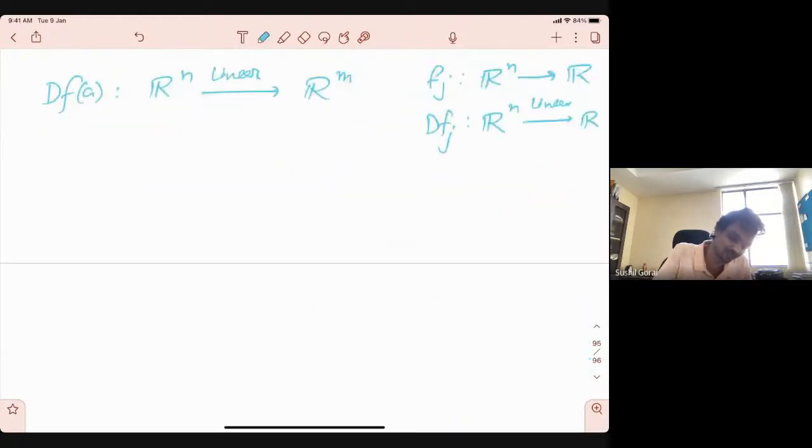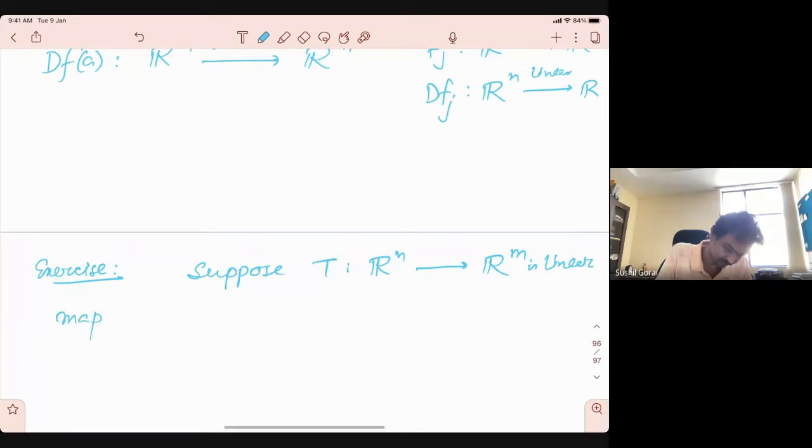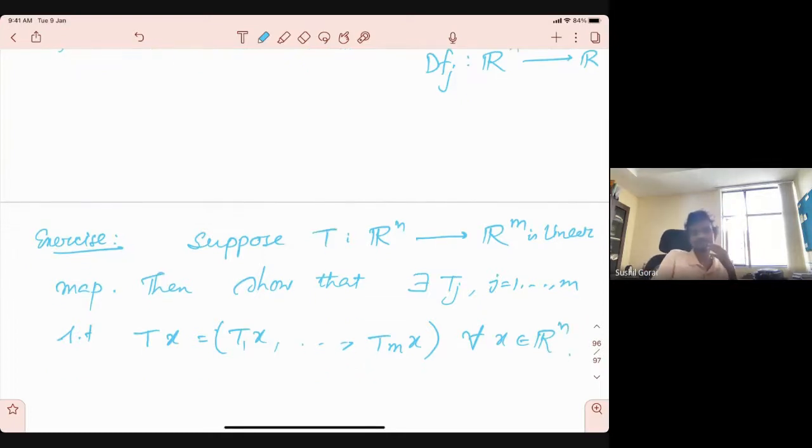So this is an exercise in linear algebra. You should solve it right now. Suppose T is a linear transformation from Rn to Rm. Then show that there exist Tj, j from 1 to m, such that T of x is (T1 x, ..., Tm x) for all x in Rn. Yeah, this is very simple. But do you see this? Have you seen this exercise?